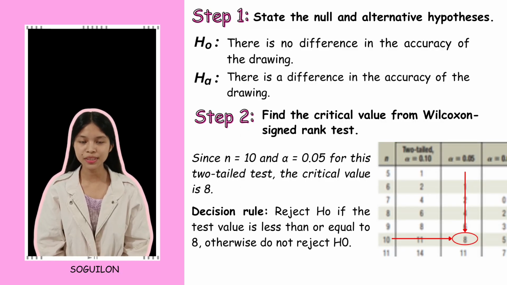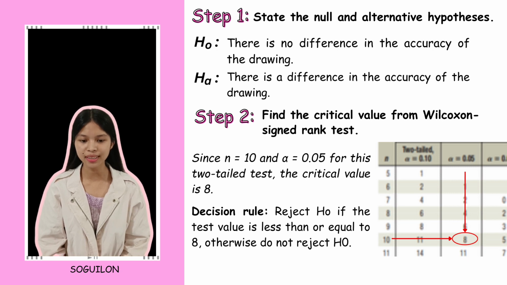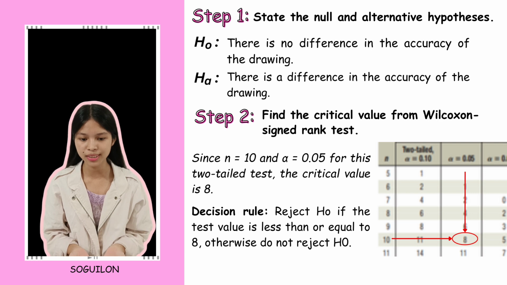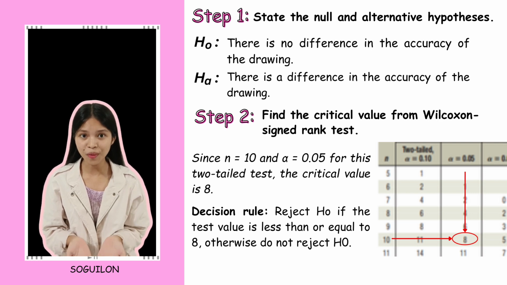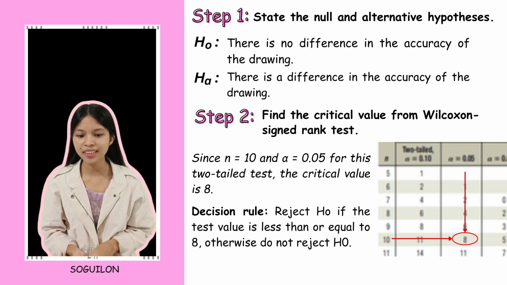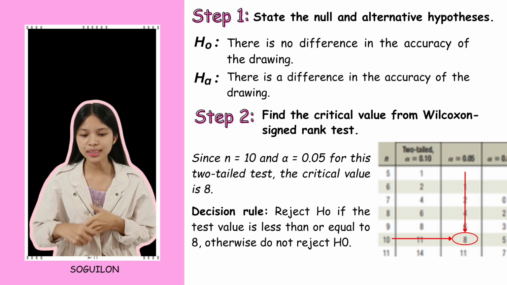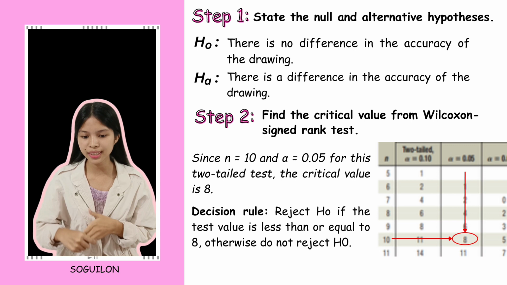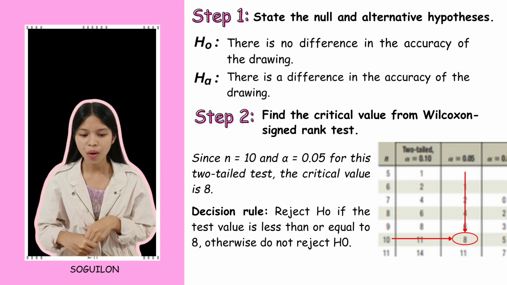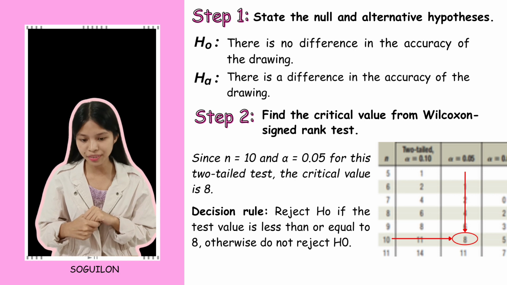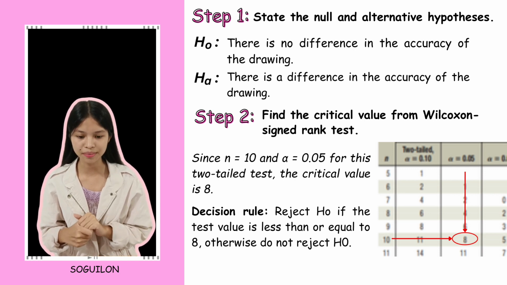The test involves several steps to carry out the analysis. So here are the 5 steps in solving the Wilcoxon signed rank test. In step 1, you have to state the null and alternative hypotheses. In this case, the null hypothesis states that there is no difference in the accuracy of the drawing, while the alternative hypothesis states that there is a difference in the accuracy of the drawing.